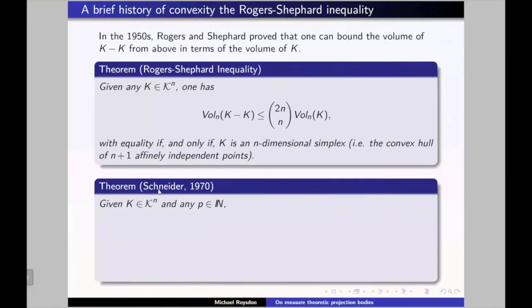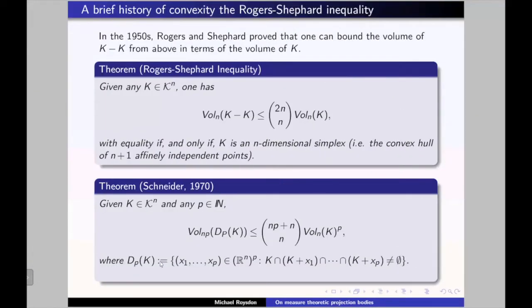Okay, and then Rolf Schneider in the 1970s proved a very sort of beefed up version of this inequality. So what he did was he took any convex body K, took some parameter p in the natural numbers, and defined this p-difference body, D_pK, to be the set of all p-tuples of vectors in R^{np} such that K intersected with K plus x1, intersected with K plus x2, intersected with K plus xp is not equal to the empty set. And he showed that the np-dimensional volume of this p-difference body never exceeds (mp plus n choose n) times the volume of K to the pth power. And this, as it turns out, also classifies the n-dimensional simplex. He showed that equality is attained if and only if K is a simplex.